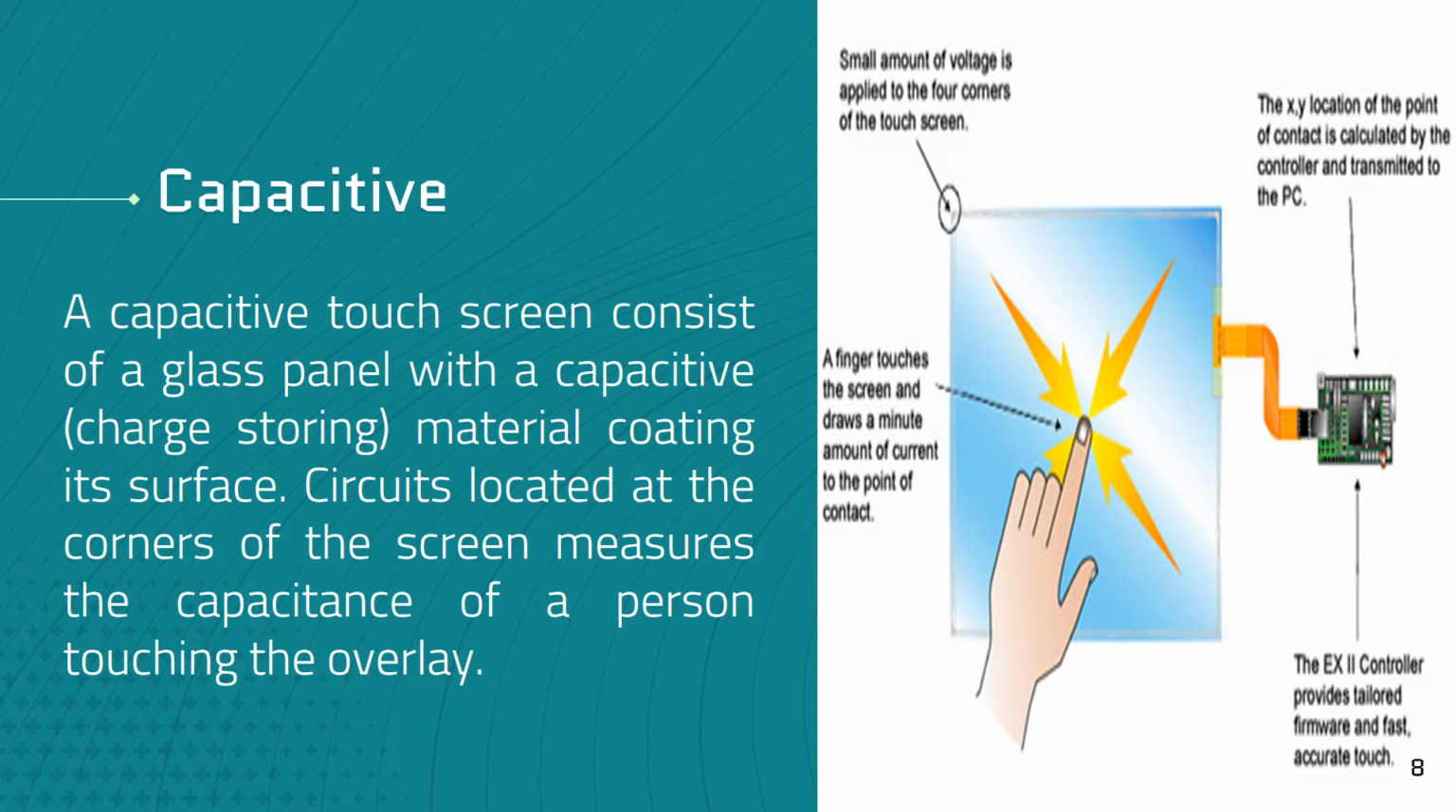Capacitive. Unlike resistive touchscreens, capacitive technology does not use the pressure of your finger to create a change in the flow of electricity. Instead, they work with anything that holds an electrical charge, including human skin. A capacitive touchscreen consists of a glass panel with a capacitive material coating its surface. Circuits located at the corners of the screen measure the capacitance of a person touching the overlay.